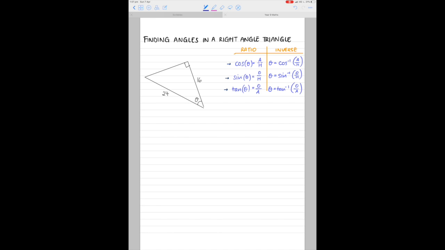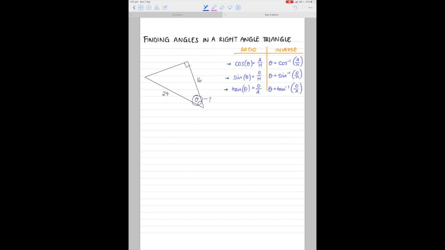So what do we do now when we're given the two side lengths, but what we're trying to find is the angle? In this case, we're looking for this particular angle here, which we've used the symbol theta to represent. So what we do is we use the same principles, but this time we apply the inverse of any ratio to find the actual angle.